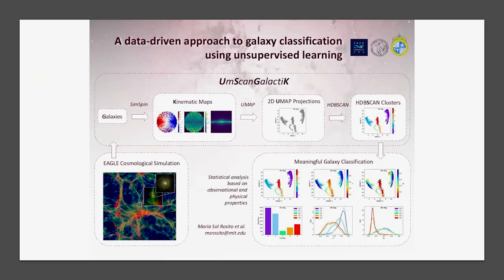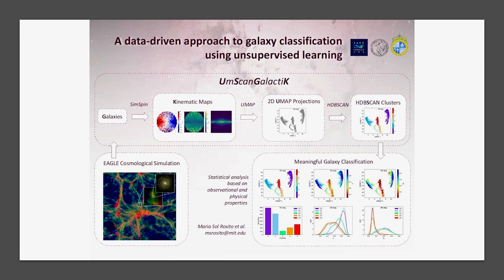Given the vast and increasing access to huge astronomical datasets, the need for machine learning to study and classify galaxies is growing. Unsupervised approaches are crucial for defining novel galaxy groups that often outperform existing classifications. So here I present Scan Galactic. That is a method that combines a dimensionality reduction algorithm, UMAP, followed by a clustering algorithm, HDBSCAN.